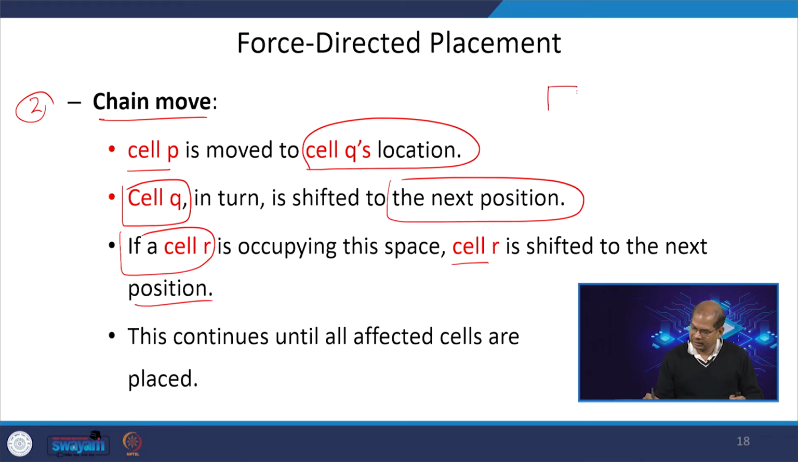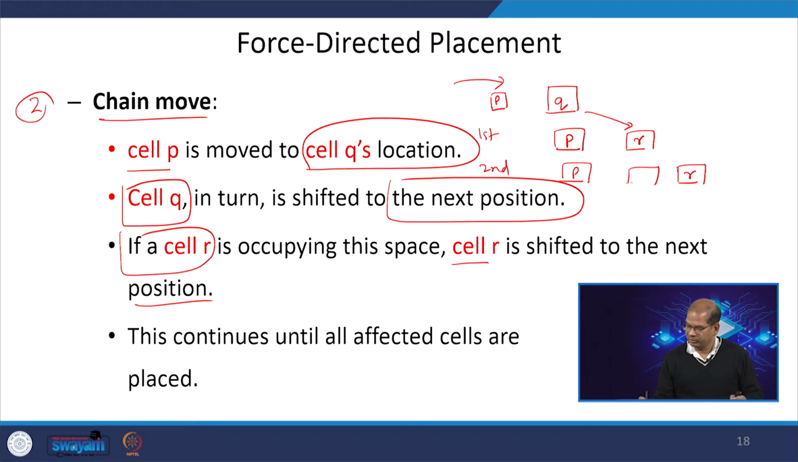Let us say, for example, Q is there and P is coming here. In the first step, we place P here and move Q to another position. But let us say Q's new position is occupied by R. Then in the second step, P is already fixed, so we move R to another location and place Q in R's location. This process is called the chain move, because we are doing this repeatedly.